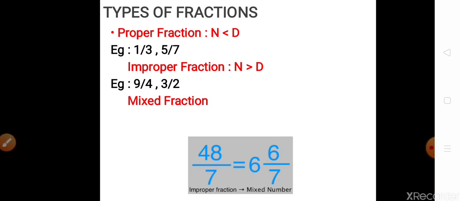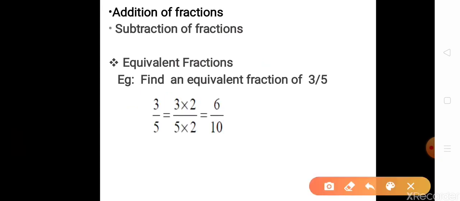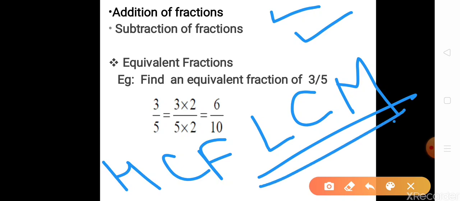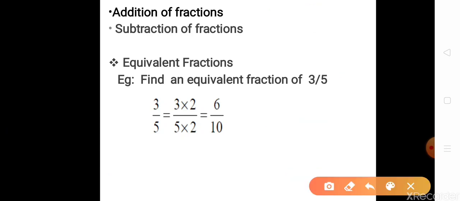Now, okay, so these are some processes or procedures that we have done. We have done addition of fractions, we have done subtraction of fractions, right? And in both of them, we know that we have used a term called LCM, as well as HCF even sometimes, but LCM has the utmost use.